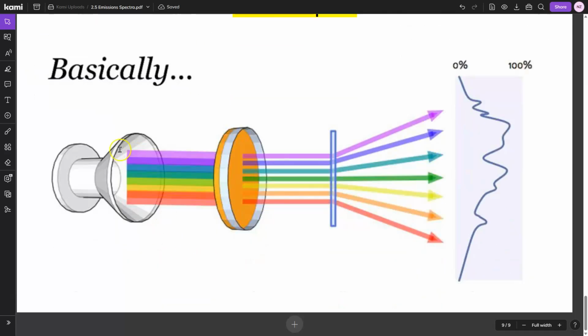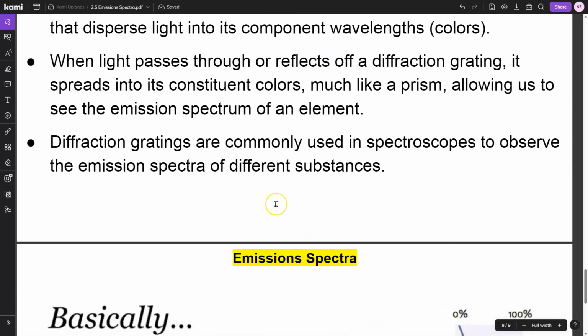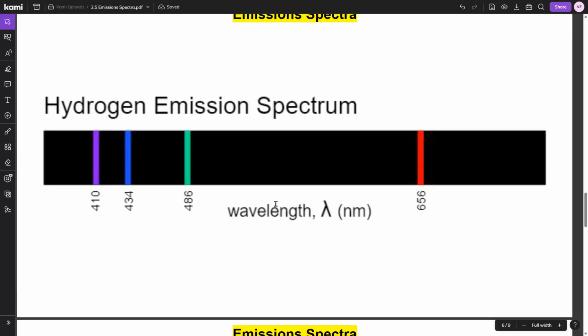So you'll have your light source here, and it will go into a diffraction grating. The diffraction grating will split that light out into different places. So you'll end up with something like this. And that is emission spectra.